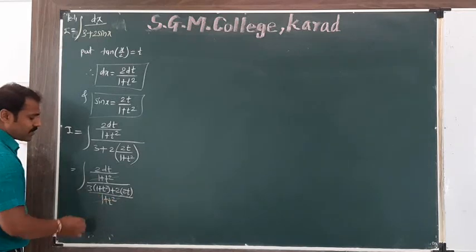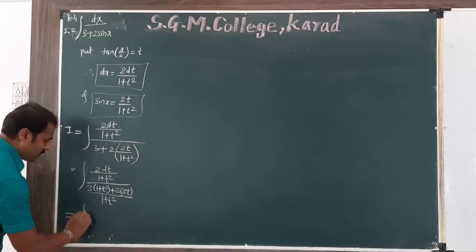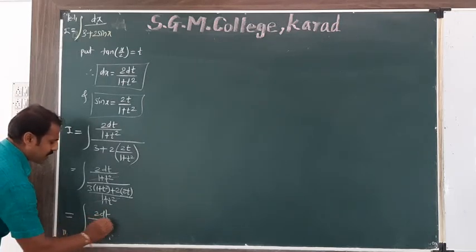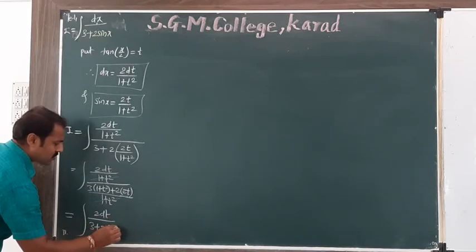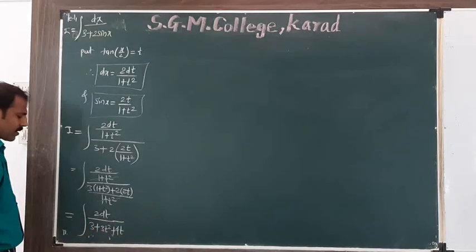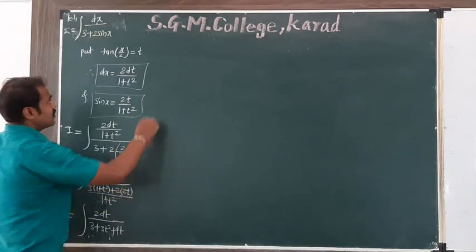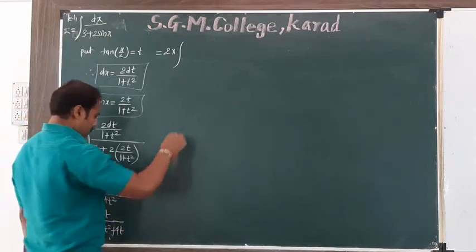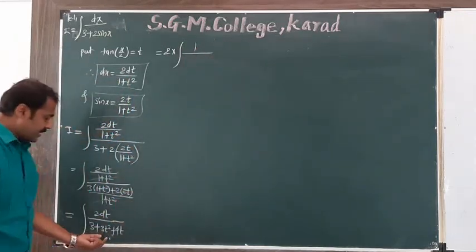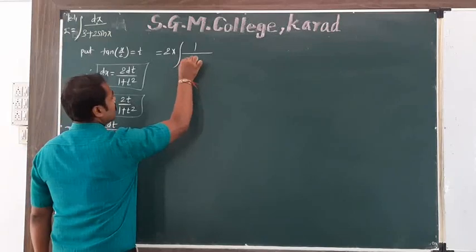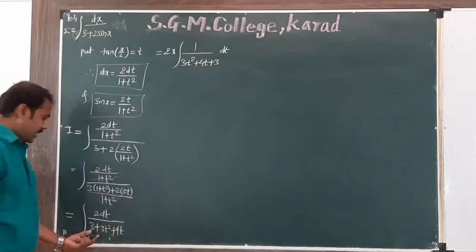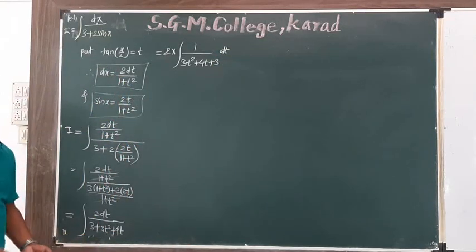The denominators of the numerator and denominator get cancelled, and we get the integration of 2 dt divided by 3 into 1 is 3, 3 into t square is 3t square, plus 2 into 2t is 4t. Okay, now 2 is a constant, so take it outside the sign of integration. 2 into the integration of 1 upon, writing 3t square first, 3t square plus 4t plus 3 dt.